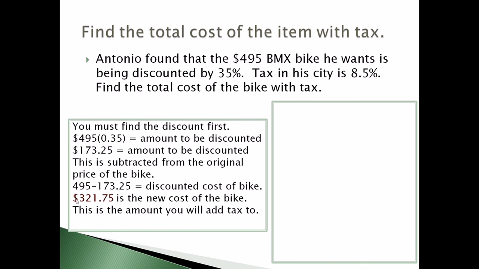So in a world without tax, Antonio could buy the bike for $321.75. But no, this is not a world without tax in this story. He has to pay tax. So we need to add tax to this amount. So they're at the cash register. They ring it up and it's at $321.75 and now they have to do plus tax.